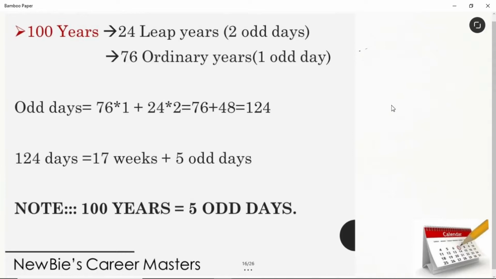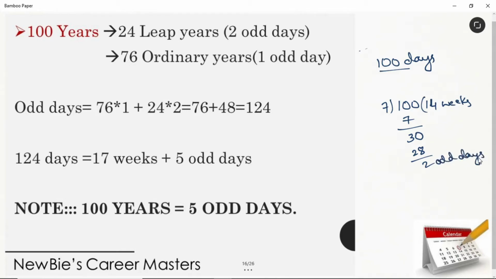Now, if the question is how many odd days are there in 100 days, how do you solve this? Simple, right? You have to take 100, divide this by 7. 7 ones are 7, 3 remainder, then bring this 0 down, then 7 fours are 28, yes, 2 remainder. Correct. What does this mean? See, 100 days have 14 weeks and 2 extra days. Those extra days are called odd days. Am I clear? Very simple.